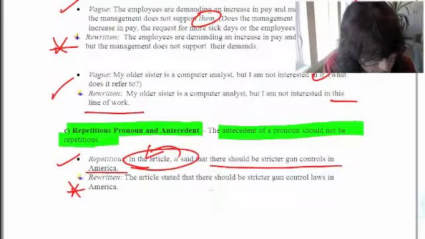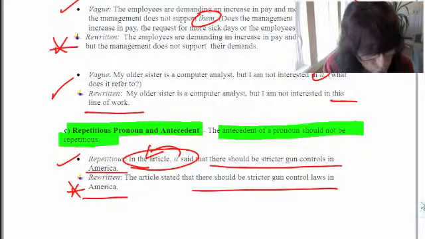Well, here it is. This is the gist of it right here. The article stated that there should be stricter gun control laws in America. And I guess then that is it for pronouns and their antecedents and how to use pronouns properly. And I've shown you how sometimes you do have to eliminate pronouns if it's not clear who the pronoun is referring to. Sometimes you have to rephrase sentences and add more nouns to make it more clear.